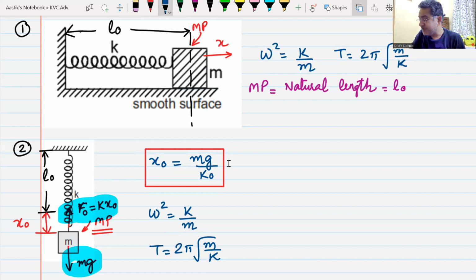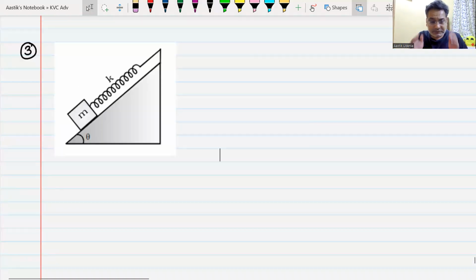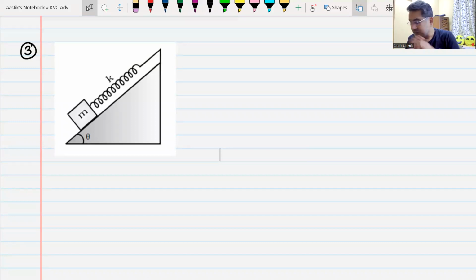This is case number 3. It is kept on an inclined plane like this. Again, you have to understand where the mean position will be. Will it be at the natural length of the spring or somewhere else? And what will be the value of omega? What is the value of omega, and where will be the mean position of this?